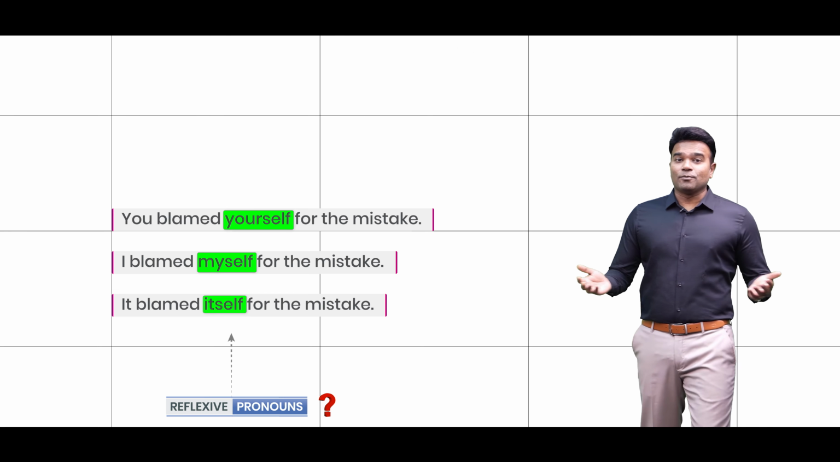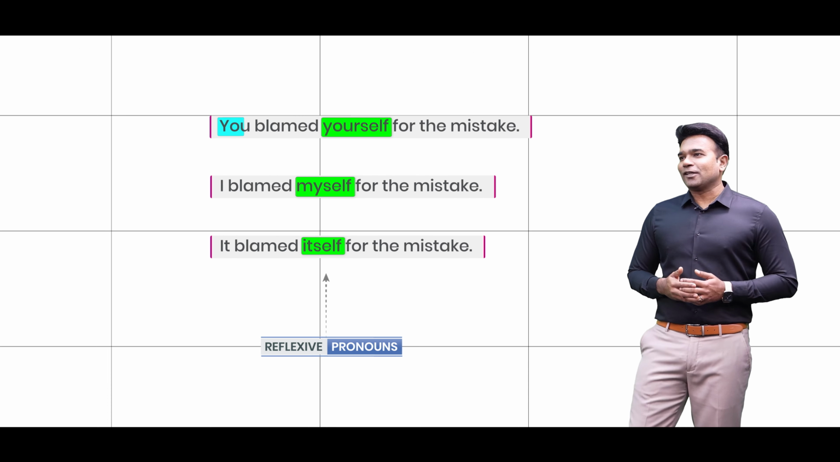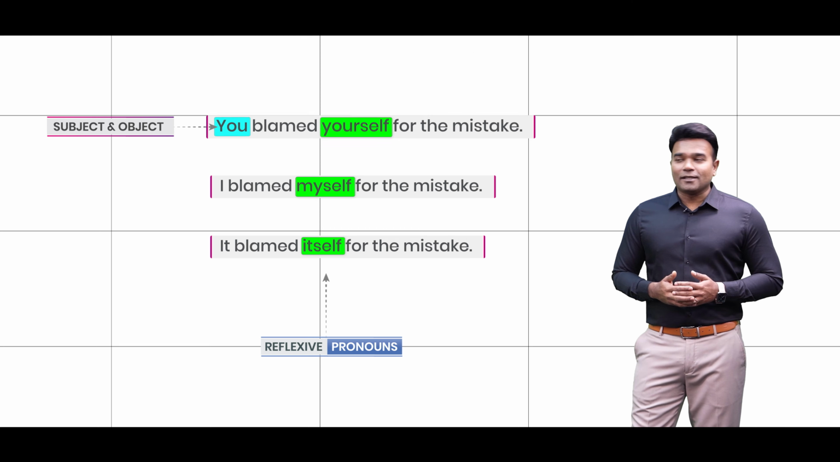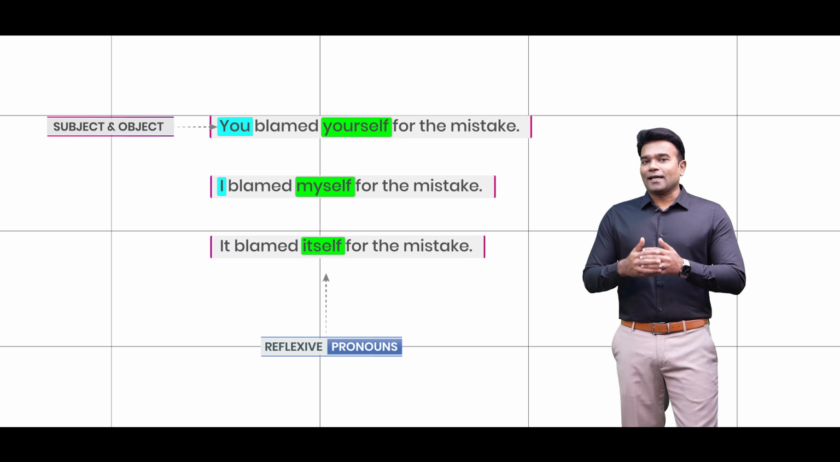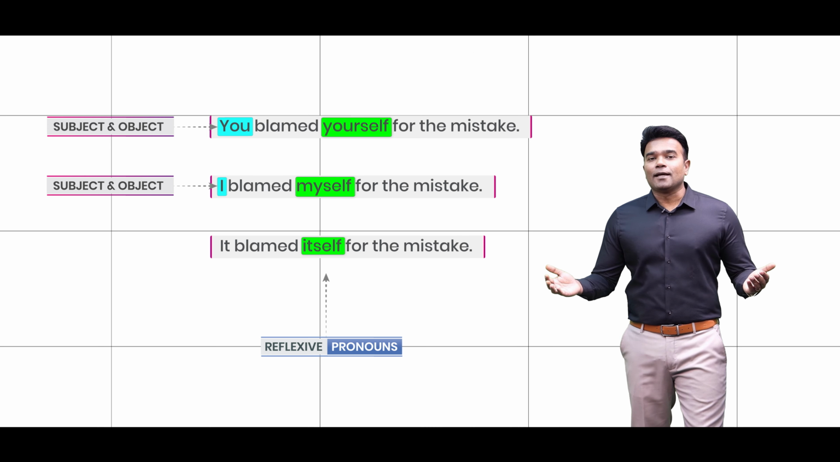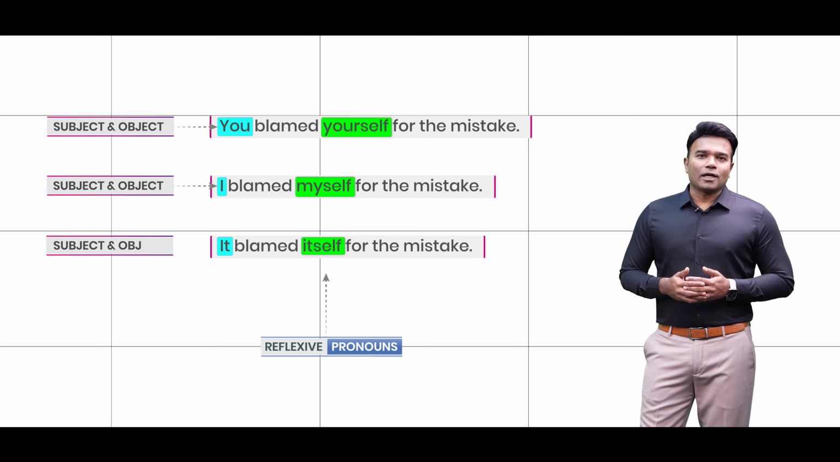And why is the reflexive pronoun being used in these sentences? Well, that's because the word you happens to be both the subject and the object of the sentence. Similarly, the word I happens to be both the subject and the object of the sentence, and then in the last sentence the word it happens to be both the subject and the object.